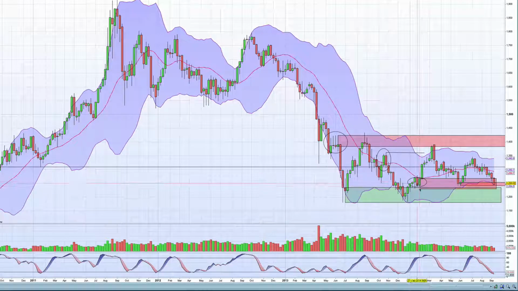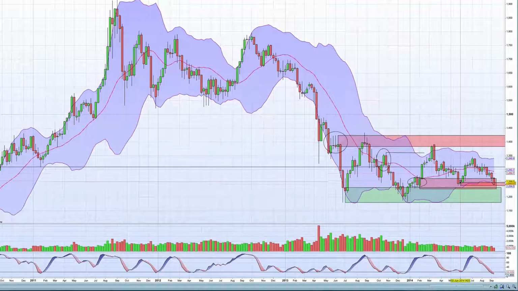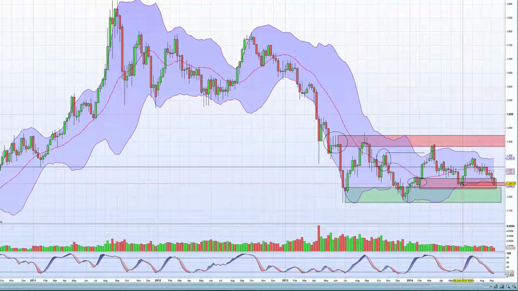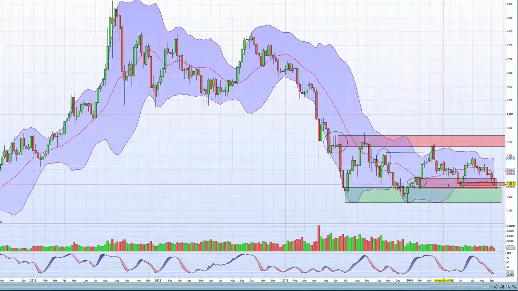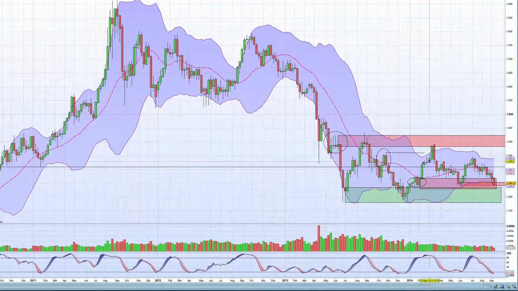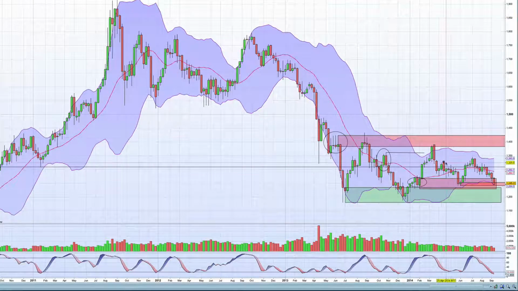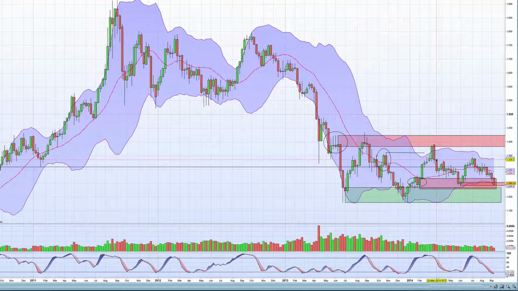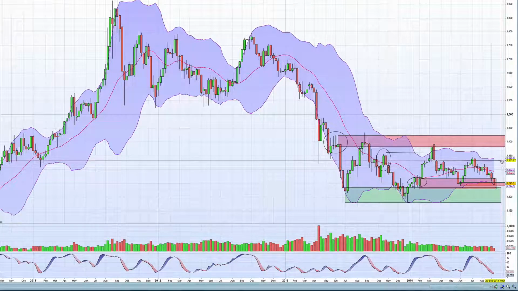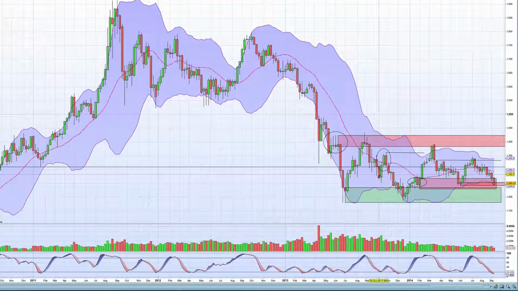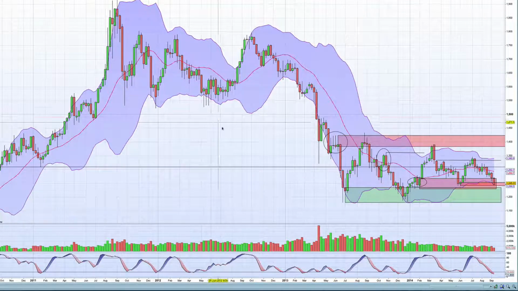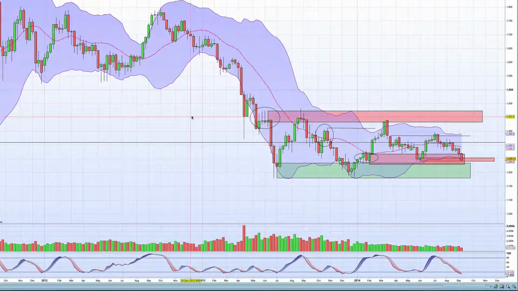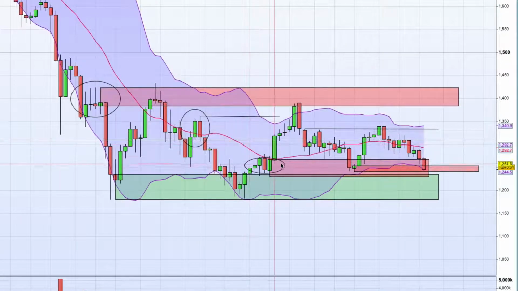So 1330 was the low that these sellers wanted to take out. They were not able to take them out. We found some buyers over here, rallied back up. Market took out this high over here. Took this high out. We can see that with this green candle here. Let's make this a little bit bigger. We were not able to create another low, right?